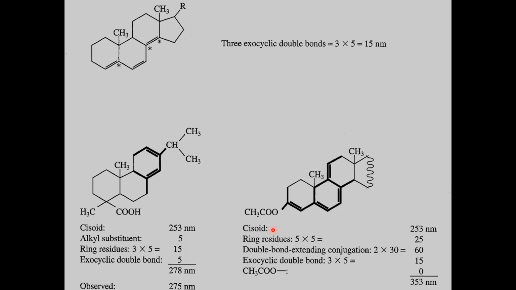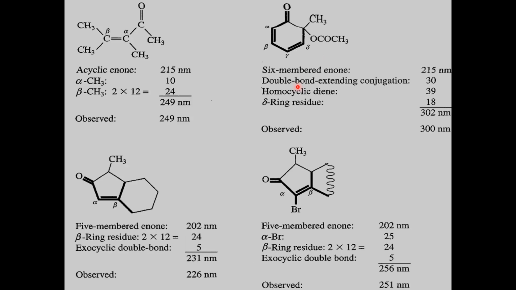Additionally, we have also an ester group. The ester group has no effect. It will increase wavelengths by 0. Therefore, the calculated wavelengths will be 353 nanometers. These are some solved examples, training for the students to solve this kind of structural problems.